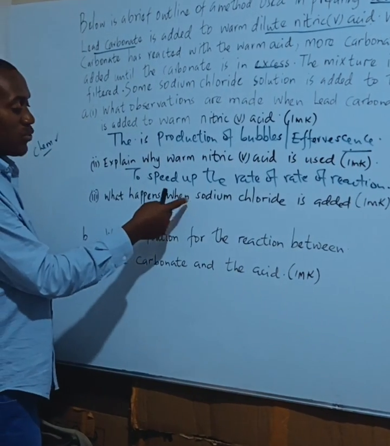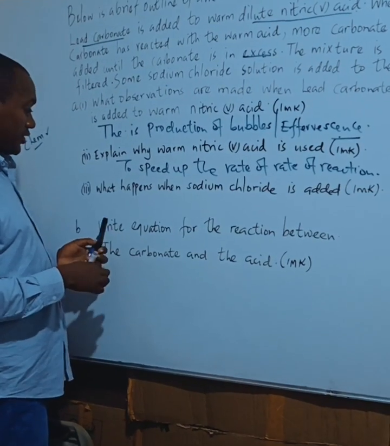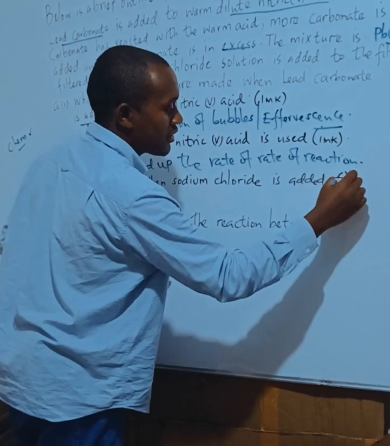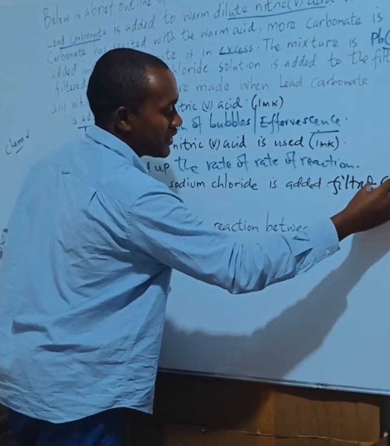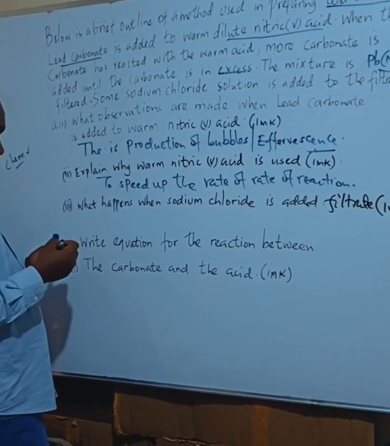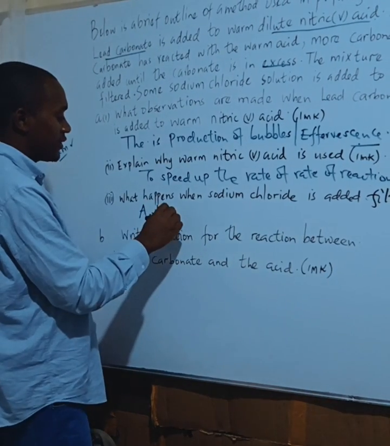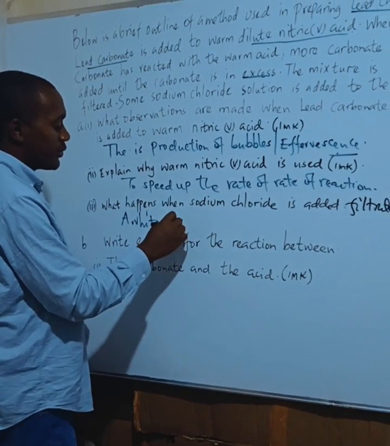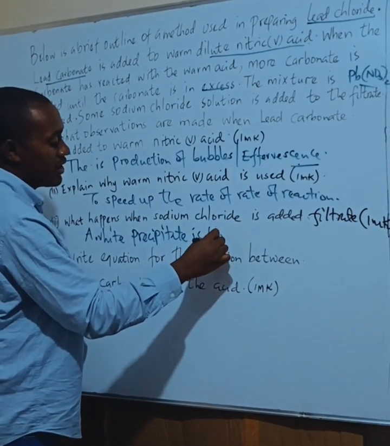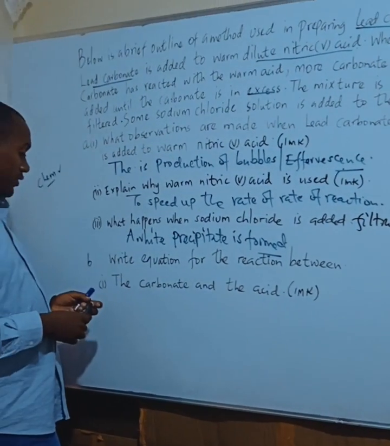What happens when sodium chloride is added to the filtrate? One mark. A white precipitate, of course, it's the insoluble salt, is formed. Or somebody can say a white solid is formed.